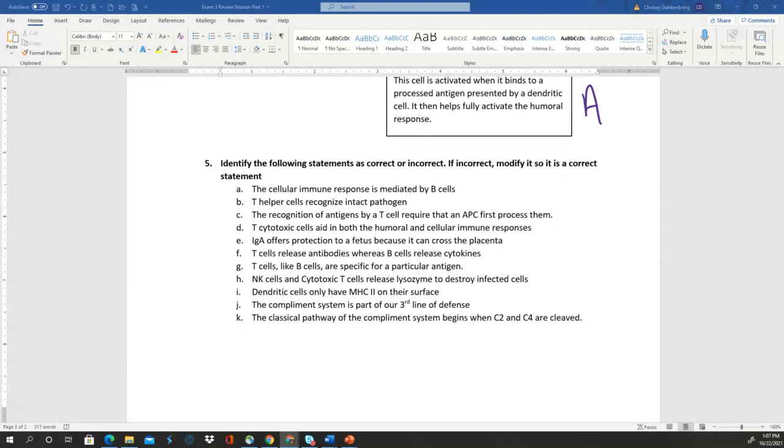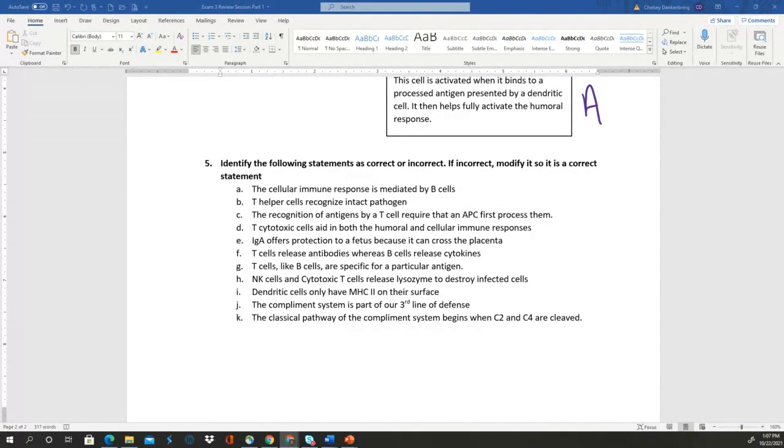All right, letter B. T helper cells, also called helper T cells. The T can come before or after the word helper. T helper cells recognize intact pathogen. Good, Maya, that is false. So B cells recognize intact pathogen.